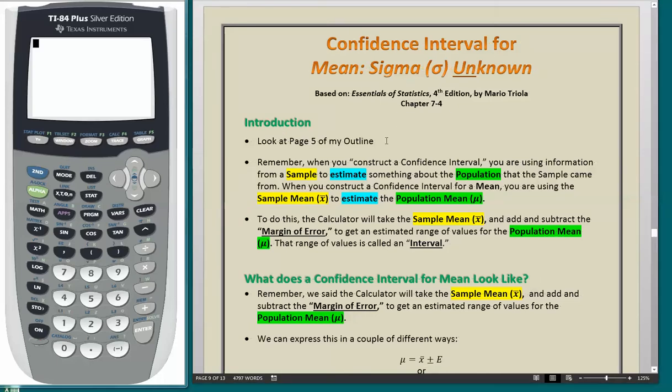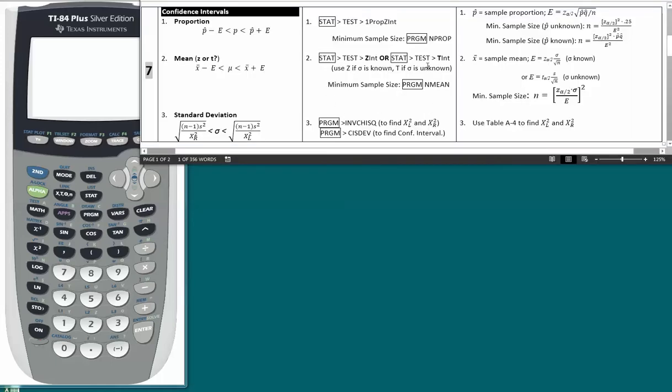And the first thing it says is to look at page 5 of my outline. So we're going to do that. And here's the middle part of page 5 of my outline. You'll see this 7 over here. That means it's dealing with chapter 7, which is confidence intervals. We're working on a confidence interval for a mean, and you see it says right there Z or T. Well, that's what this sigma business is all about.